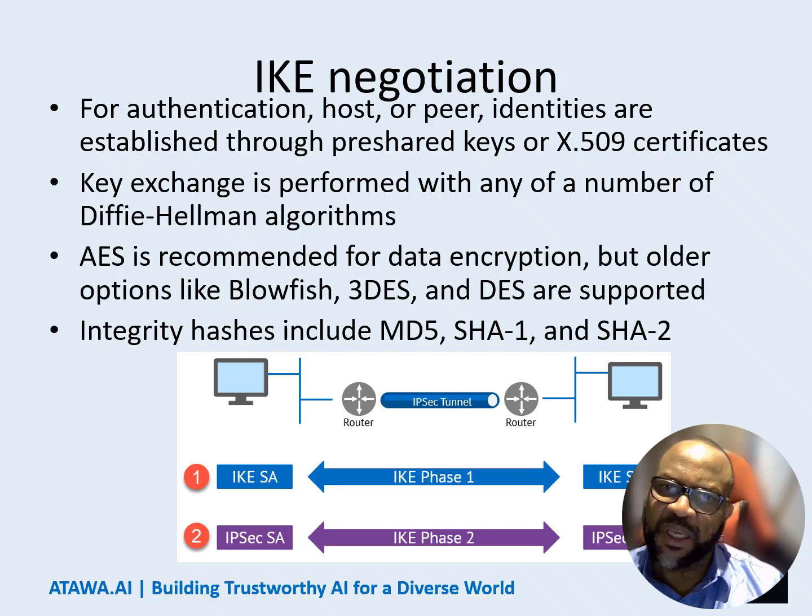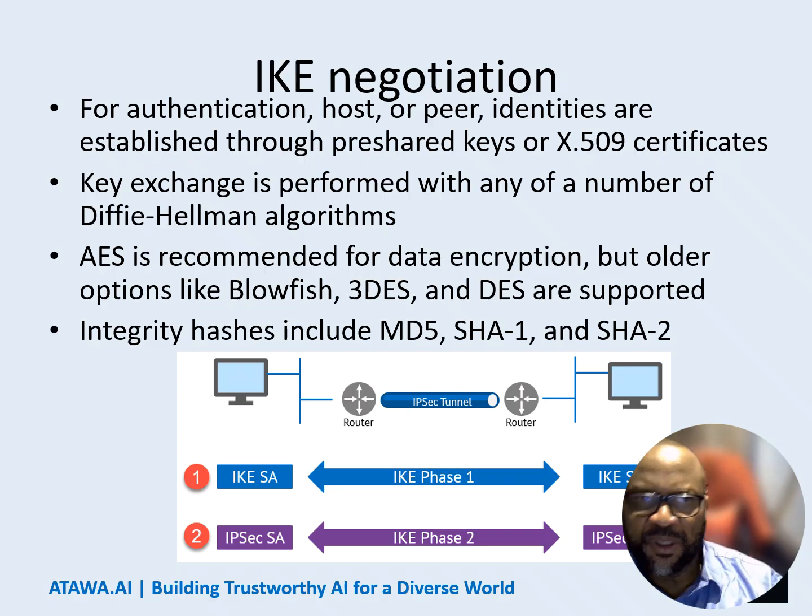Key exchange is performed with any of a number of Diffie-Hellman algorithms. Remember that from last time. And you see AES, Advanced Encryption Standard. This is what is normally recommended for data encryption. You get other older ones like Blowfish, but understand AES is the recommended one for encrypting data, especially data at rest, like AES 256 bits. Integrity hashes, we saw this before: MD5, SHA-1, and SHA-3. I mentioned that MD5 and SHA-1 can be used for hashes, but we don't use them in general for encryption because they've been deprecated.